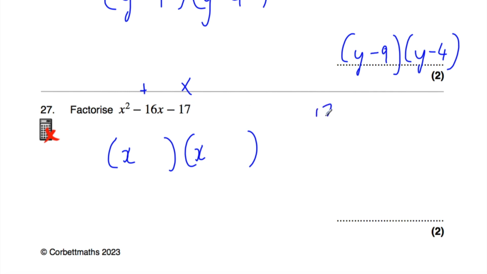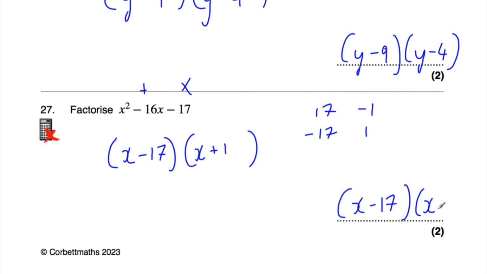So let's try 17 and minus 1. So 17 times minus 1 is minus 17. Fantastic. And if we add these two numbers together, minus 1 plus 17 is 16. But we want minus 16. So let's swap these around. Let's try minus 17 and 1. Minus 17 times 1 is minus 17. And minus 17 plus 1 will be minus 16. Fantastic. So it's going to be x minus 17 and x plus 1. So our brackets would be x minus 17 and x plus 1.